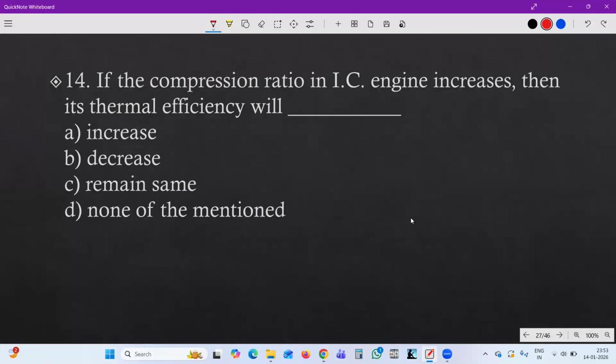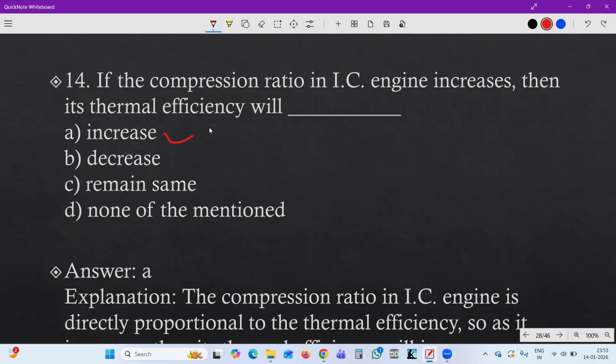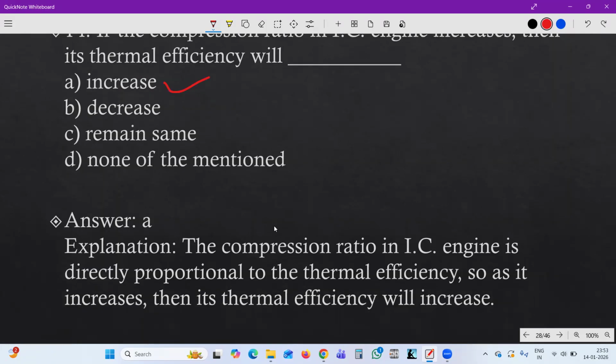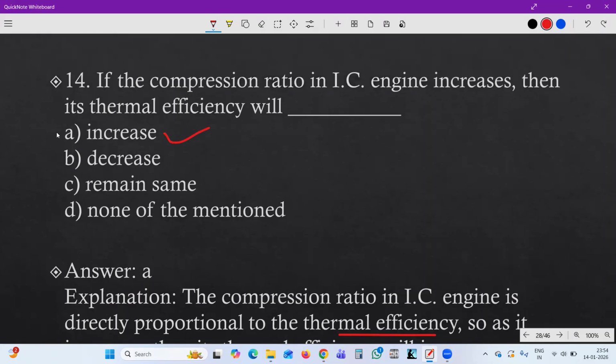Next one. If the compression ratio of an IC engine increases, then the thermal efficiency will: A, increase, B, decrease, C, remain the same, D, none of the above. Let's see the answer. It will increase. The compression ratio of an IC engine is directly proportional to the thermal efficiency, so as it increases, the thermal efficiency will increase. Right answer is A.